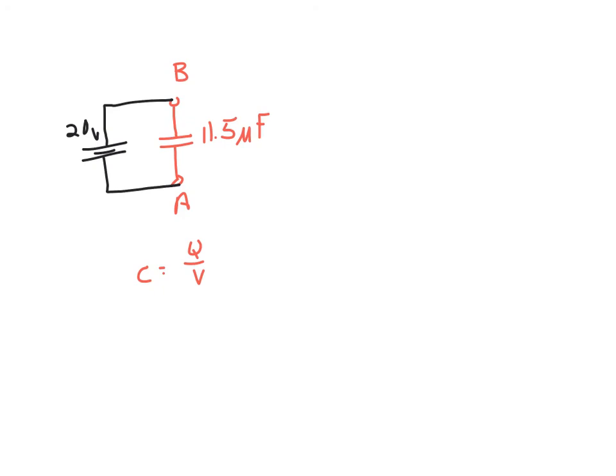Just a foretaste of things to come here. Whoops, let me back that up. C is what I know there. I know C, not Q. C is 11.5 microfarads equals, I'm looking for Q, the charge on there, over V, which is 20. So I'm going to put the 20 in there. So Q comes out to be 230 microcoulombs, if you cross multiply there.